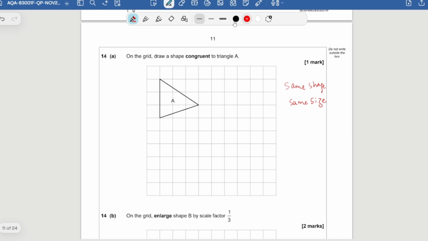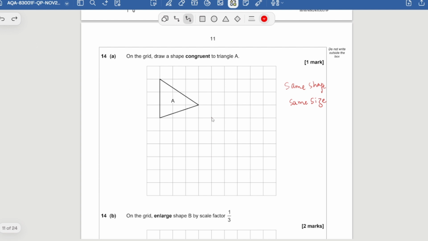So to draw the congruent shape, you can have any orientation. I'm going with the same one here. So one of the sides of shape A has 3 units. So let me draw a straight line here, 3 units.